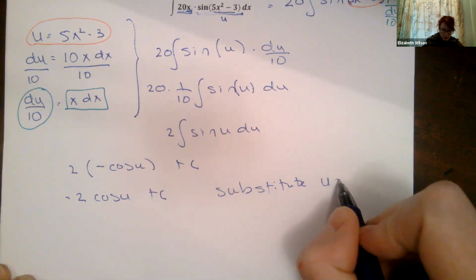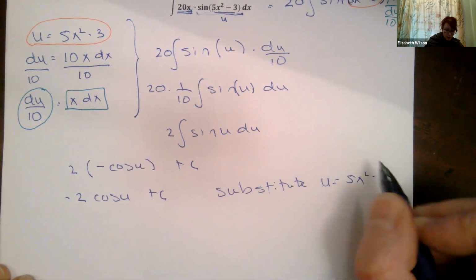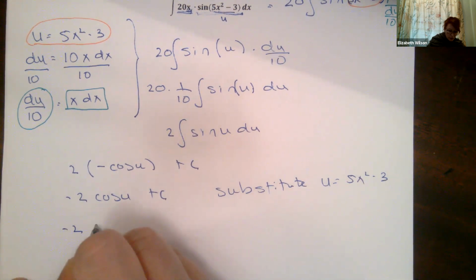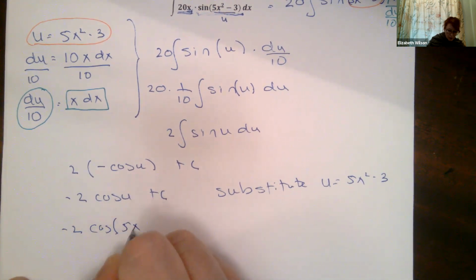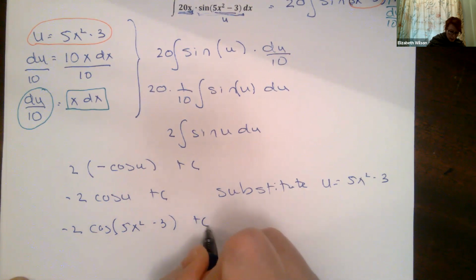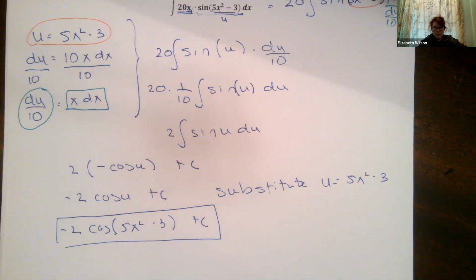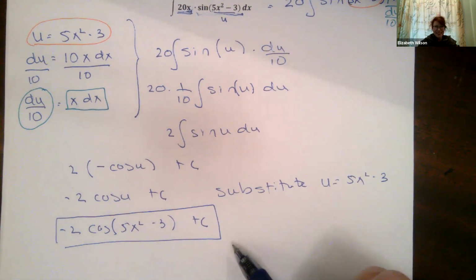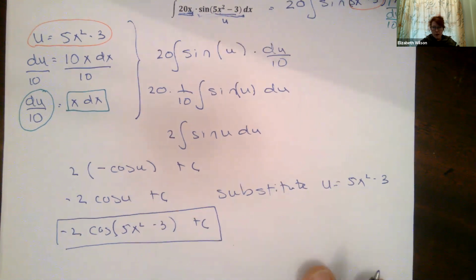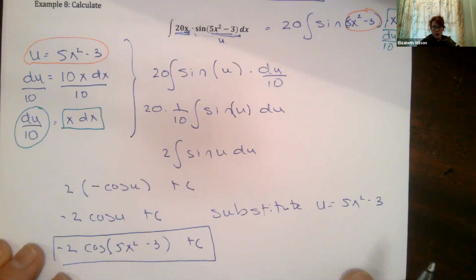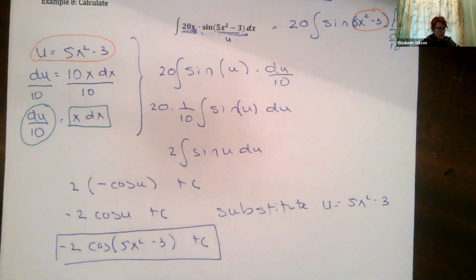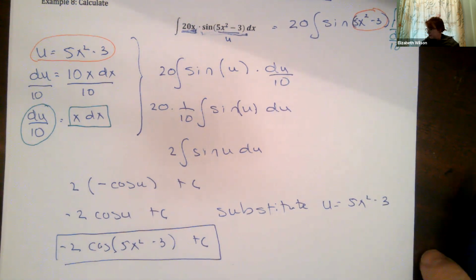Now let's substitute this back. u equals 5x squared minus 3. I'm going to substitute that back in. So minus 2 cosine of 5x squared minus 3, and then plus c at the end. And I'm going to put a box around it, so that when your teacher grades it, they know where to look for the answer. I'm trying to tell you my thought process as I'm working through these problems, and take it step by step and think through what it is that we're trying to do.